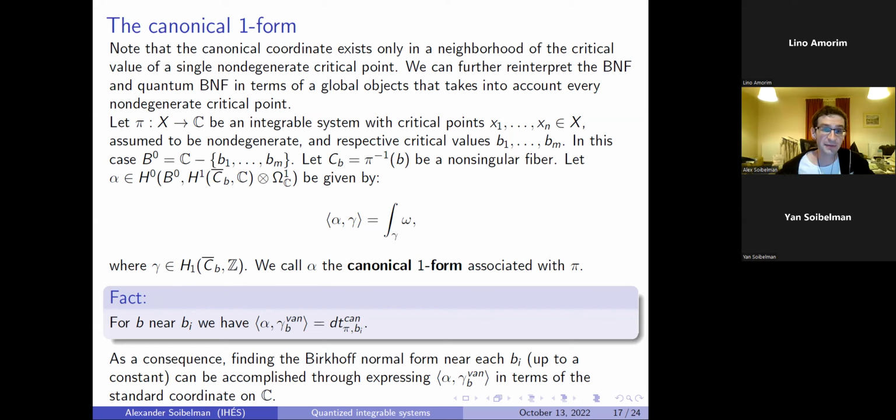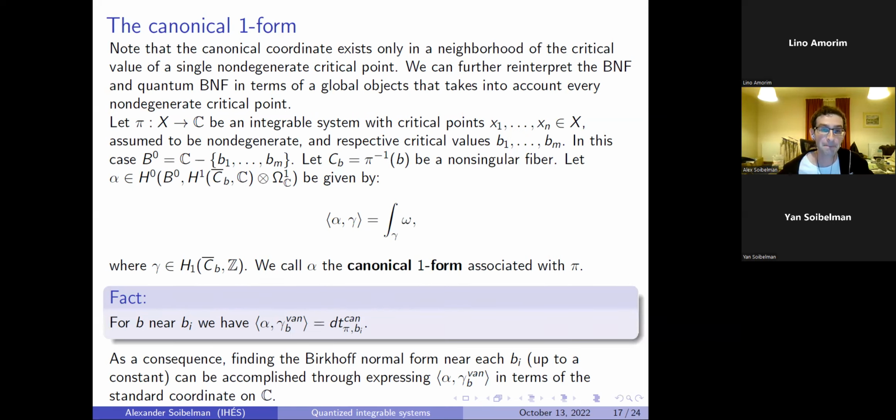So instead of a canonical coordinate, I'm going to have a canonical one form. The setup is now global, but it's the same as before. Everything is only in the n equals 1 case. So pi is a function going from my symplectic surface x to c, and I'm going to have some number of critical points, which are all assumed to be non-degenerate, with the corresponding critical values. Then you can write down a section of a vector bundle that's written over here. It's essentially the bundle that's the cohomology of the fibers, or the cohomology of the compactification of the fibers, since they could be non-compact, tensored by one forms in the base.